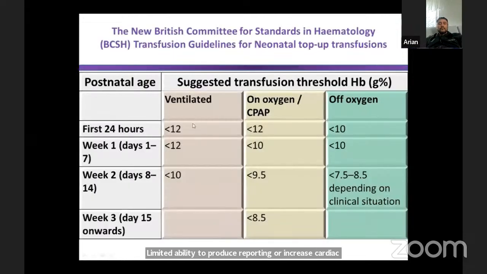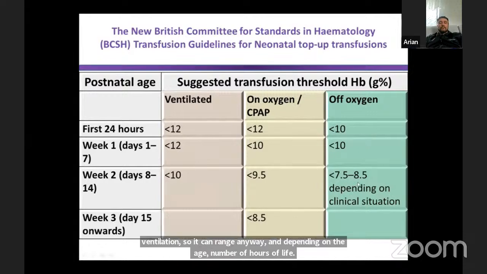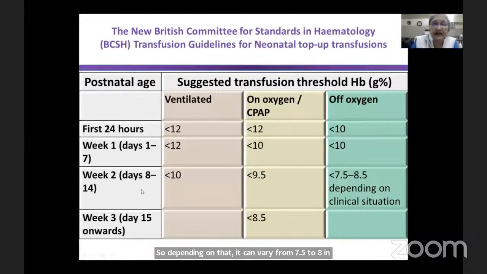So if you see the neonates, again, the transfusion trigger will vary depending on whether the baby is off oxygen or on oxygen CPAP or the baby is on mechanical ventilation. So it can range anyway, depending on the age, number of hours of life. Depending on that, it can vary from 7.5 to 8.5 in a baby who's off oxygen in a day 8 to 14, compared to a ventilated baby in the first 24 hours, that will be 12 gram%.